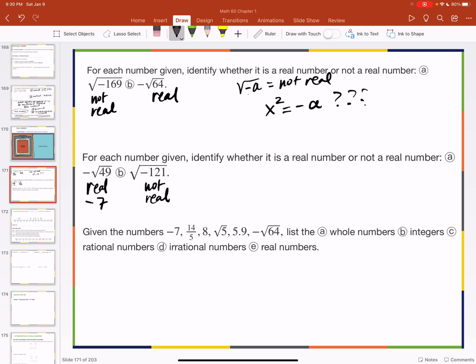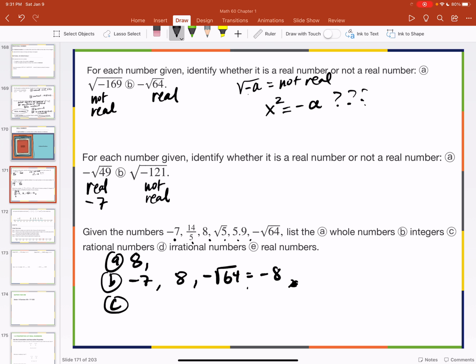So here we have a bunch of numbers, and we can list the whole numbers. They want us to list the whole numbers. So A, whole numbers. The whole numbers from this list would just be 8, and that's it. It's the only one. The integers: you have -7, 8, and the negative square root of 64, that's equal to -8. So that counts. And that's it.